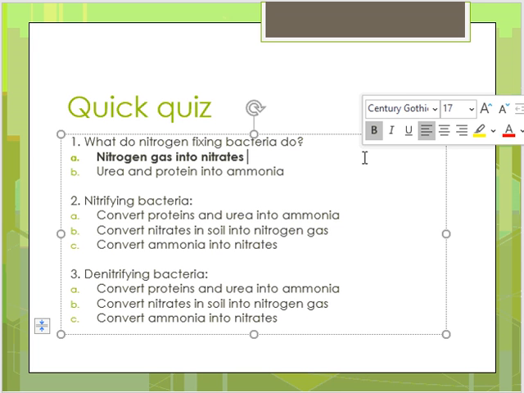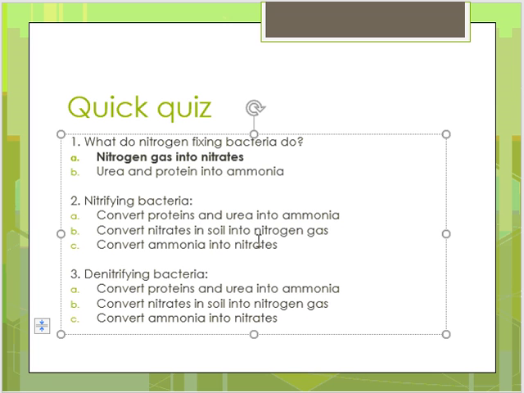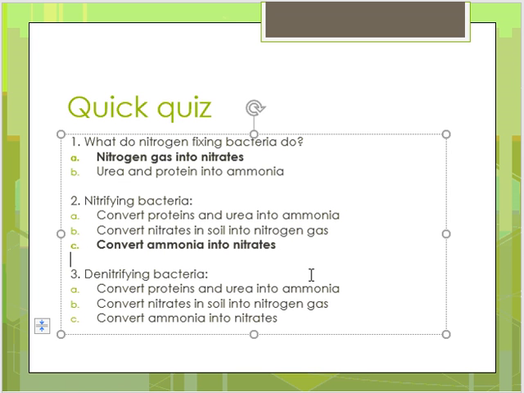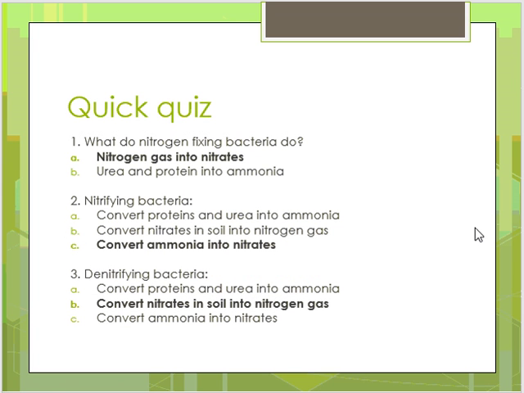The second one, nitrifying bacteria. So convert proteins and urea into ammonia, or convert nitrates in the soil into nitrogen gas, or convert ammonia into nitrates. Okay, so that would be the last one. They're turning ammonia into a useful form of nitrogen. And then the last one, denitrifying bacteria. So which of those is the correct description of denitrifying bacteria? Okay, so that would be this one here, convert nitrates into nitrogen gas, which is not useful for the plants.